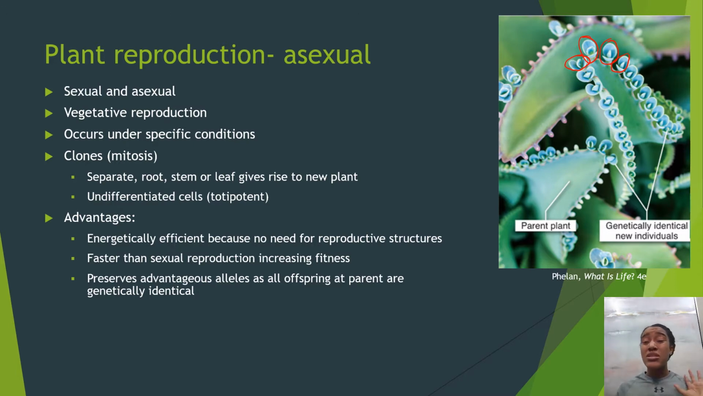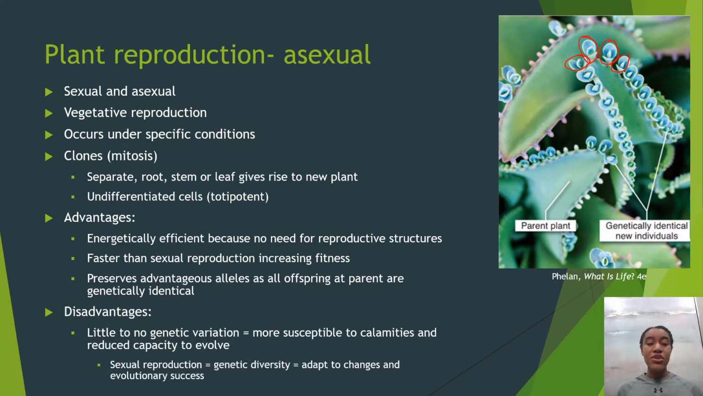There's a huge disadvantage to it. There's little to no genetic variation when you undergo asexual reproduction. That's because everything is a clone. There is no change in the genes except for when you get mutations and things like that. Other than the mutations, they're all basically the same. And this leads to plants that are more susceptible to various calamities like disease and natural phenomena and things like that.